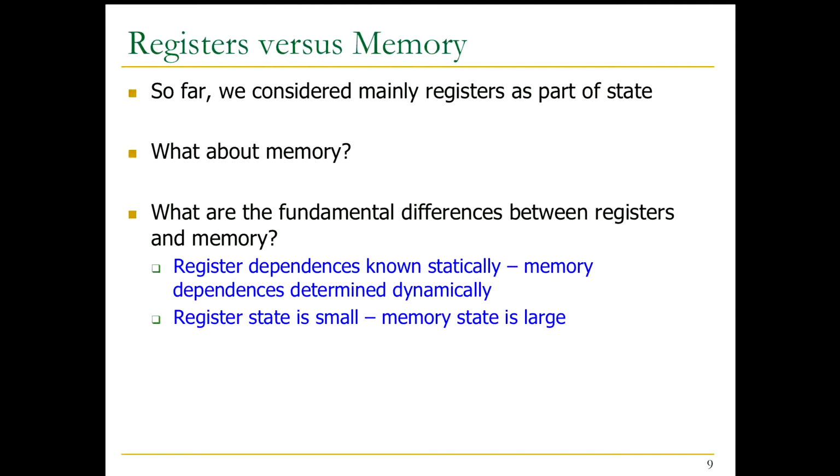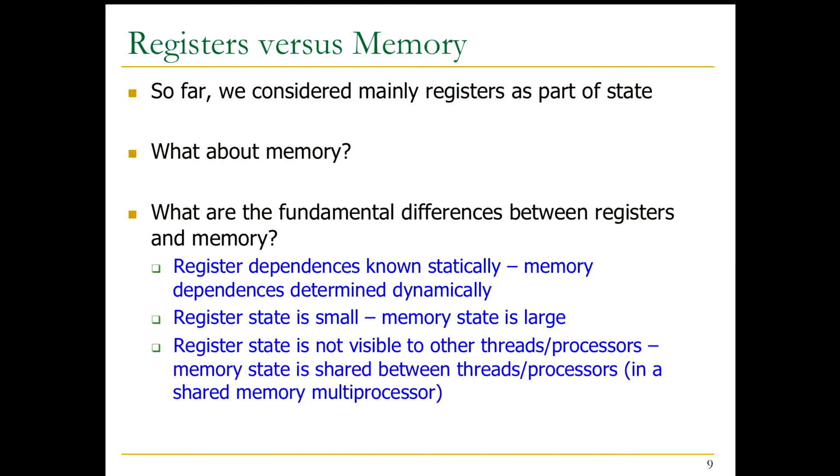The other issue is register state is small. You normally have 8, 16, 32 registers, whereas memory state is large. Right? You have a huge address space in memory. If you have a 64-bit addressable memory, then you have 2 to the 64 memory locations, bytes, let's say. Now, even checking whether the address of a load matches the address of a store becomes more complex, right? Because you're not comparing 5-bit register IDs, you're comparing 64-bit memory addresses.